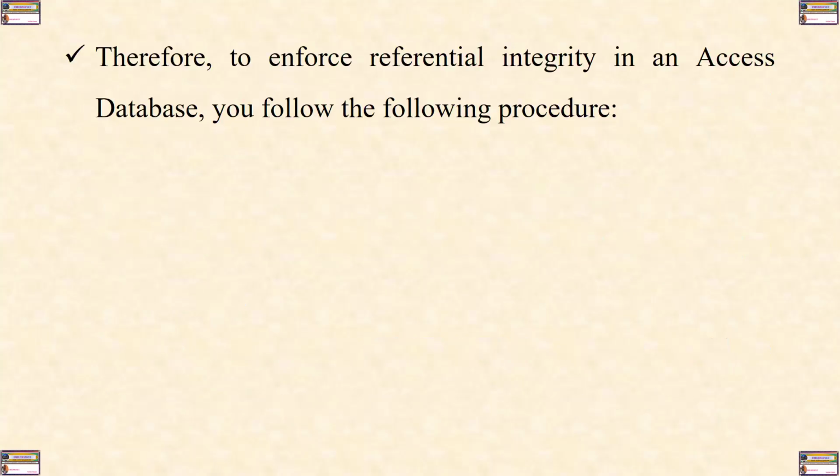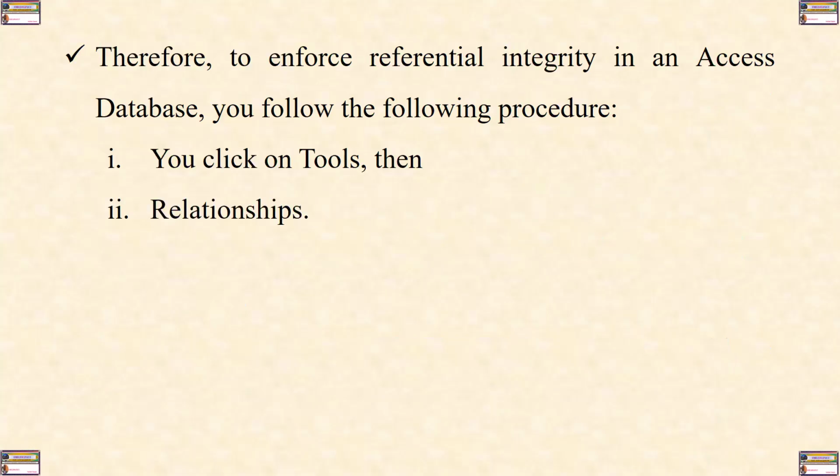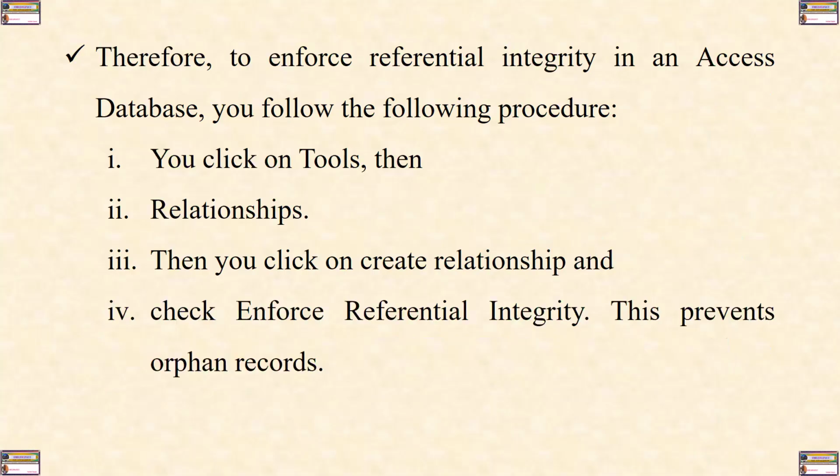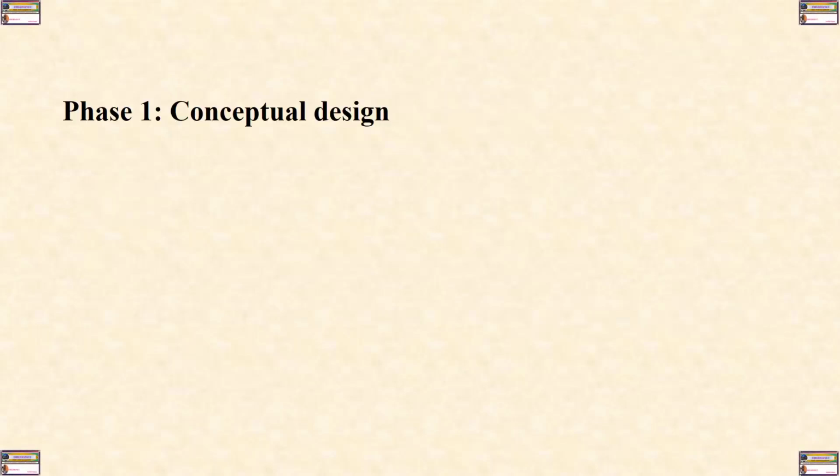Therefore, to enforce referential integrity in an Access database, you follow the following procedure. You click on tools, then you click on relationships. Then you click on create relationship and check enforce referential integrity. This prevents orphan records, and we shall do this in my subsequent presentations under creating of tables.